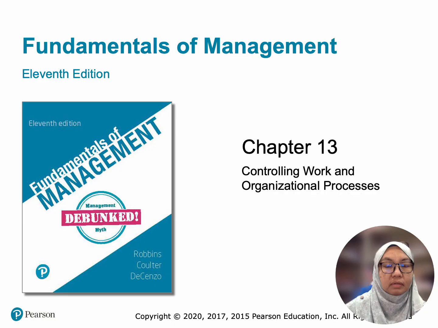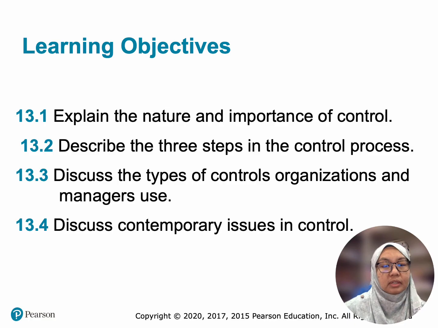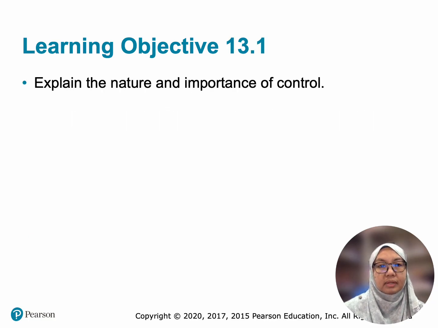We come to the end of the chapter for Fundamentals of Management. Part of the 4 basic functions in management, the last one is controlling. So chapter 13, we will discuss controlling work and organizational process. In this chapter, you should be able to explain the nature and importance of control, describe the 3 steps in the control process, discuss the types of control organizations and managers use, and finally, what are the contemporary issues in control. First, let's explain the nature and importance of control.